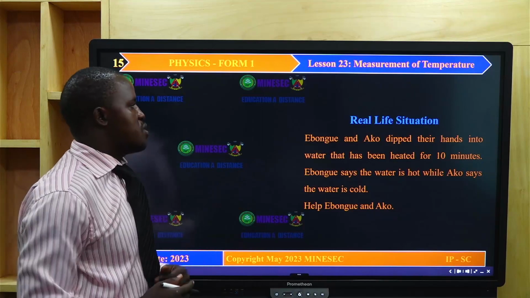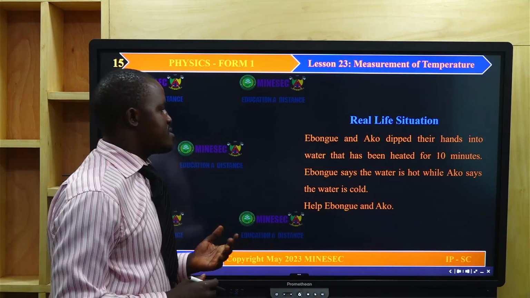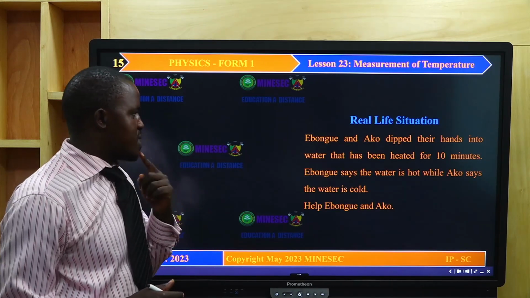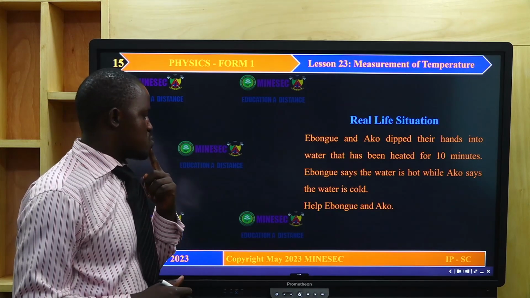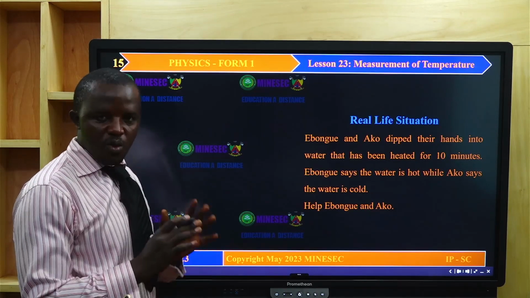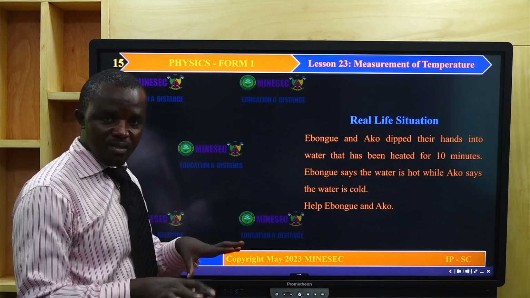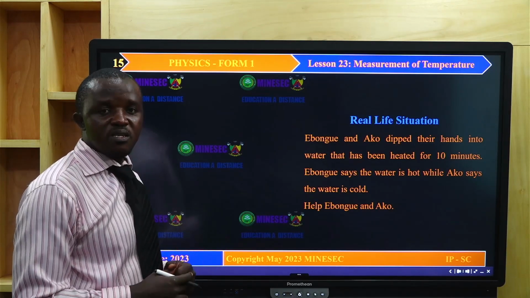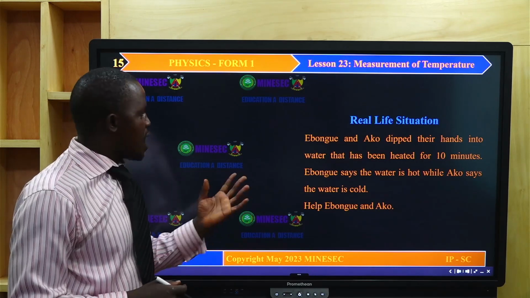So the real life situation: Ebonge and Akko dipped their hands into water that has been heated for 10 minutes. Ebonge says water is hot while Akko says water is cold. Help Ebonge and Akko. Water has been heated for 10 minutes. One person puts his hands in the water and says it's hot. The other says it is cold. How can we help them?